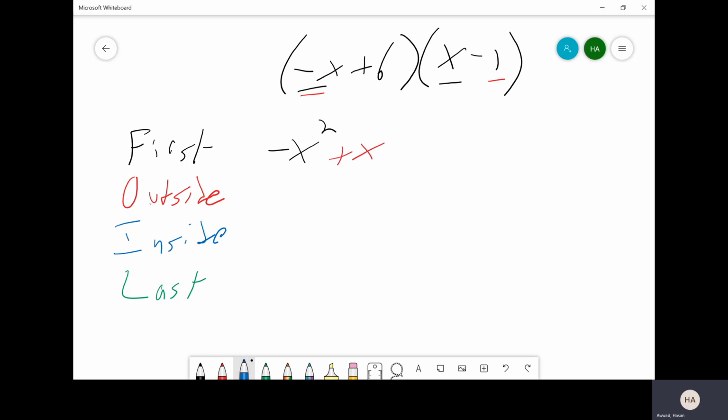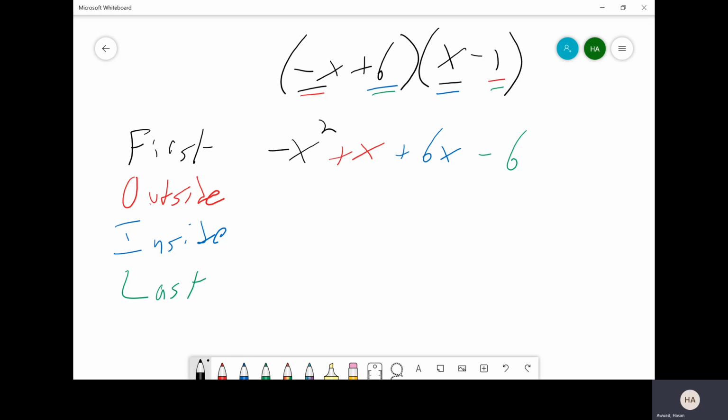Okay, now we have inside. So inside means we're looking at the inside of both of the parentheses. So 6 and x in this case. So 6 times x is just going to give me plus 6x. And last, we have the last terms. So 6 and negative 1. And when we multiply those together, we get negative 6, right? 6 times negative 1 is negative 6.